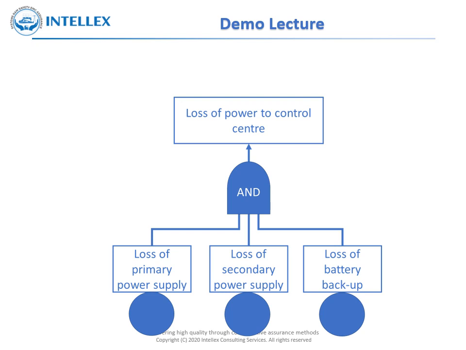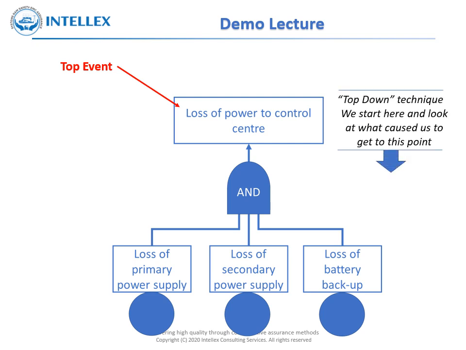At the top of this tree we have our undesirable event, referred to as our top event. In this case it is the loss of power to control center. The top event is the point at which we always start a fault tree, and it is from there that we have to look and ask, how do we get here? We call this a top-down approach. On our course, we will also discuss bottom-up approaches, such as those used in failure modes effects and criticality analysis.